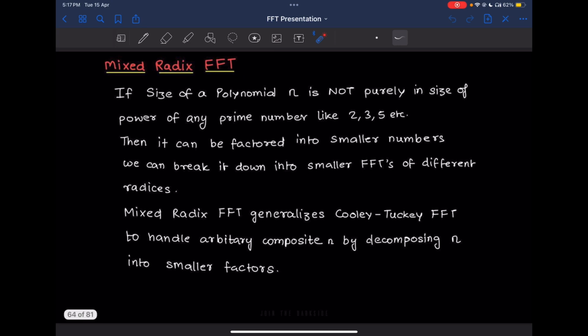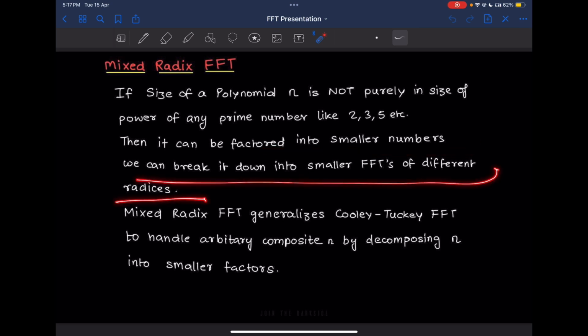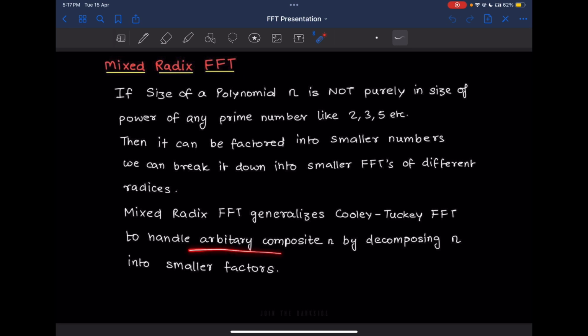Okay, so we follow the mixed radix FFT approach, where the size of the polynomial n is not purely a power of any prime number like 2, 3, 5, 7, etc., then it can be factored into smaller numbers, and we can break it down into smaller FFTs of different radices. The mixed radix FFT generalizes the Cooley-Tukey FFT algorithm to handle arbitrary composite n by decomposing n into smaller factors, where n is the number of terms in the polynomial.